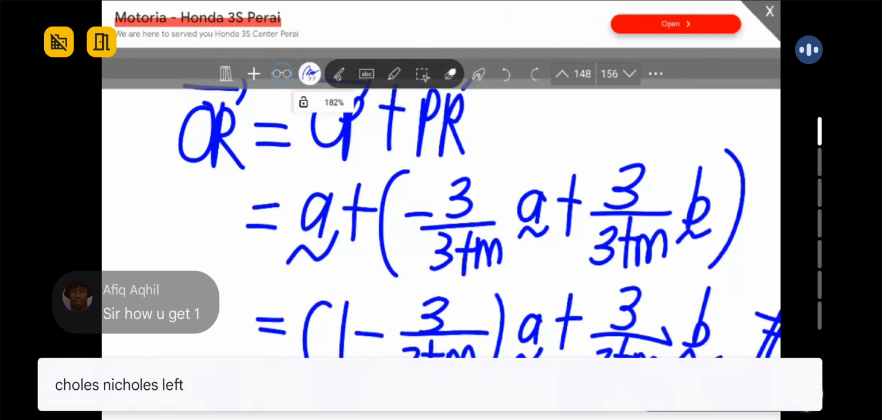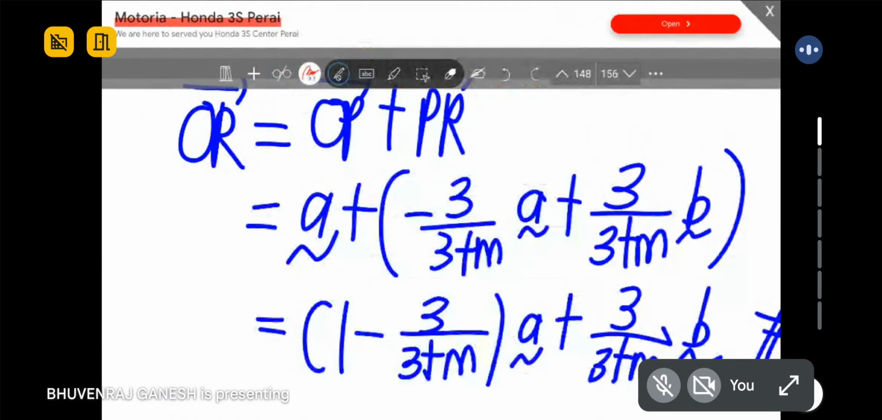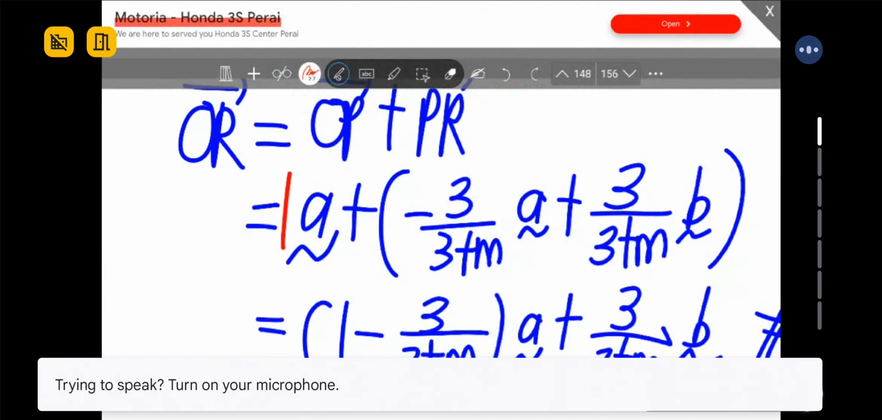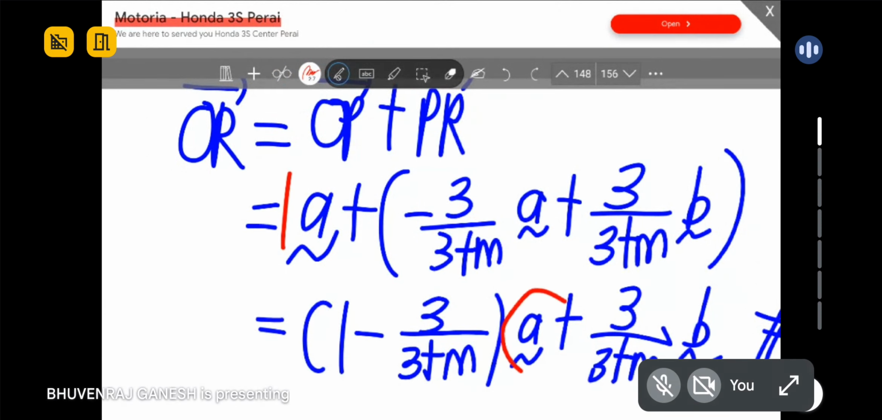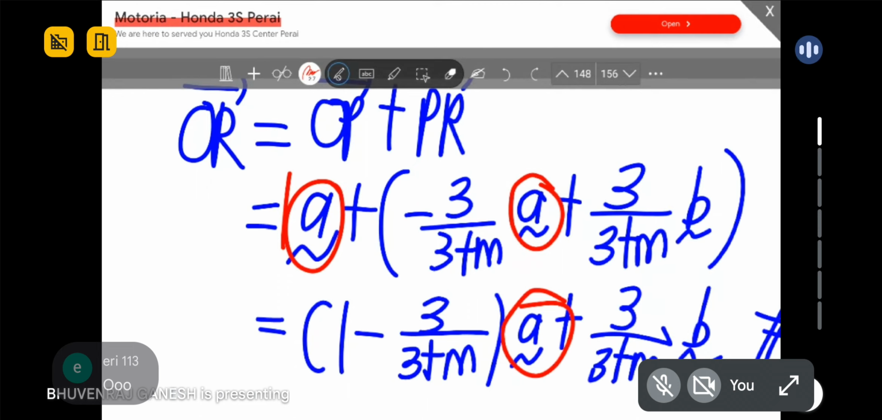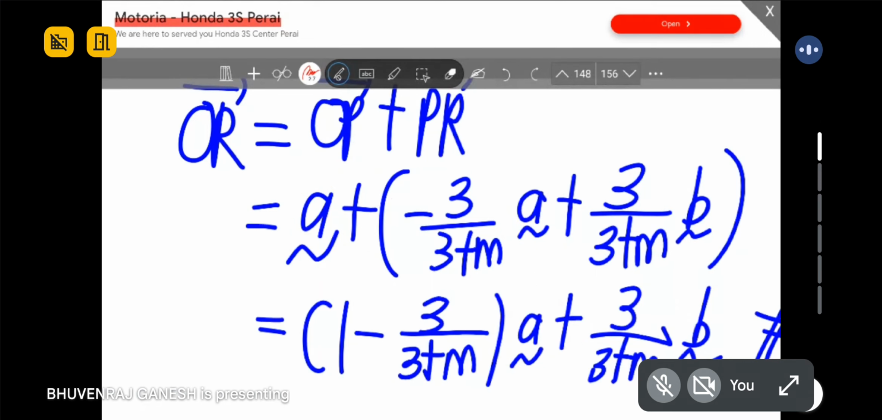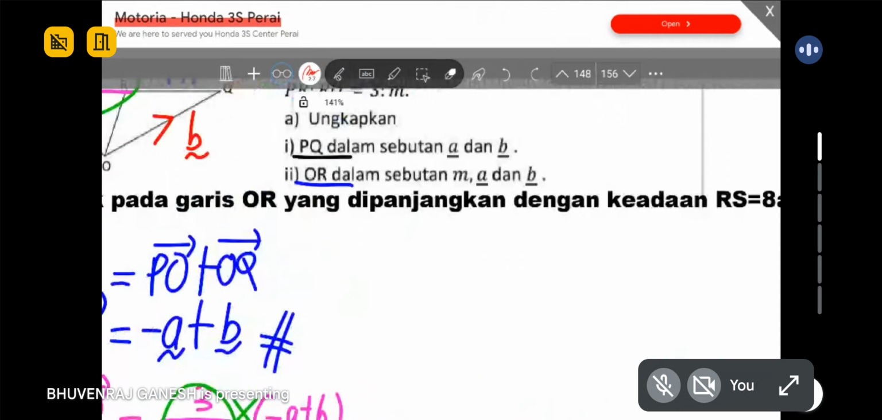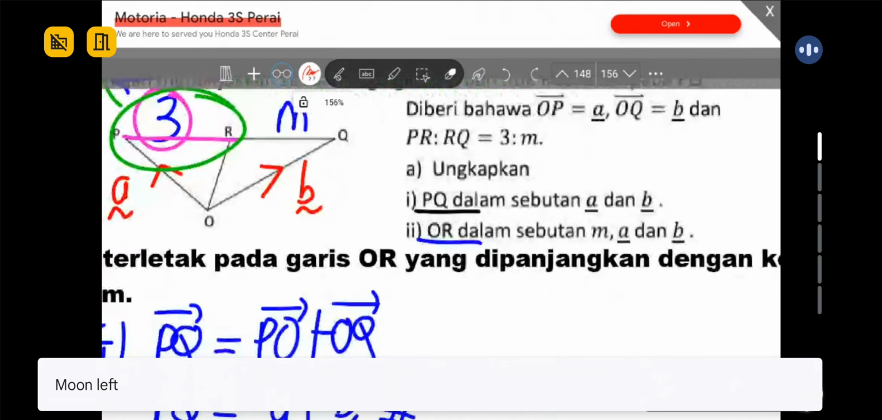How do you get 1? Okay. The 1 is actually from here. A means 1A. Can you see, guys? I factorize out the A. Saya sudah faktorkan vector A keluar because you see, both sides have A. So I factorize A. And then 1 minus, plus minus is minus. So 1 minus 3 over 3 plus M. Okay? Should be okay, right? So this is how you solve question A2. That's all. Okay, next one.